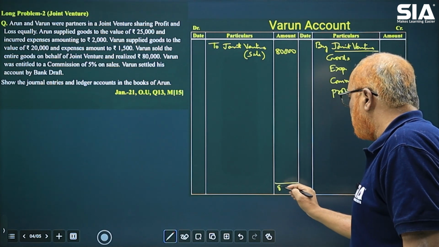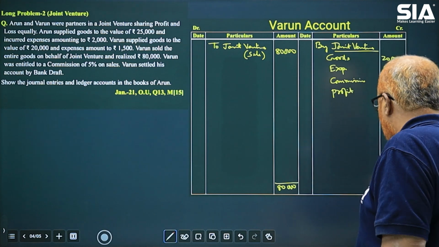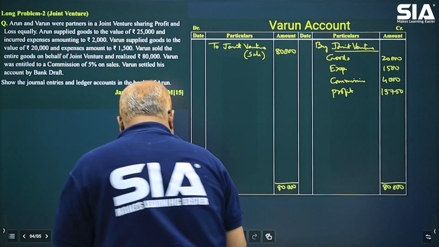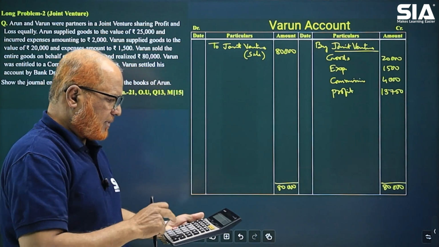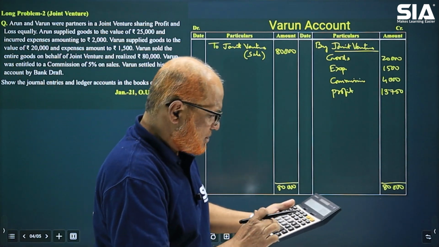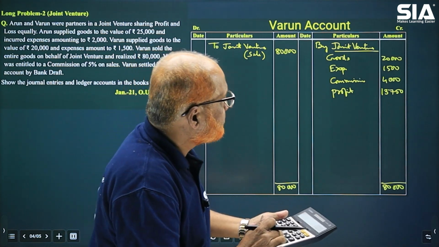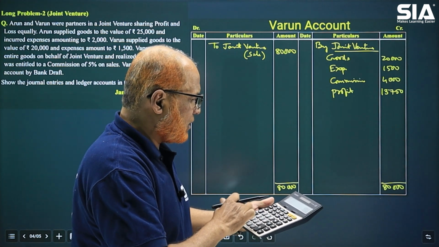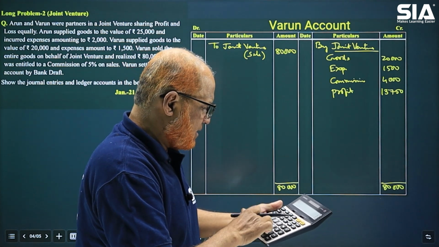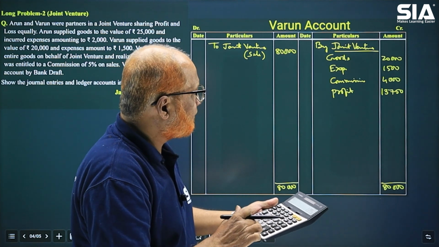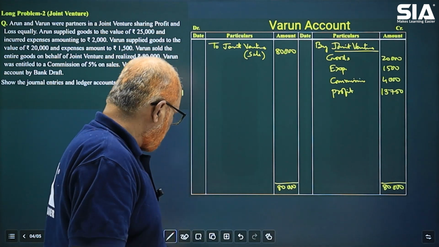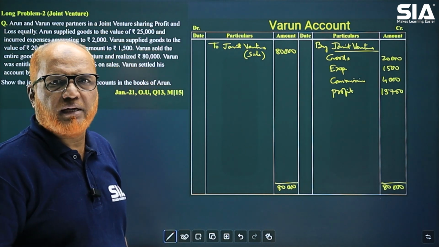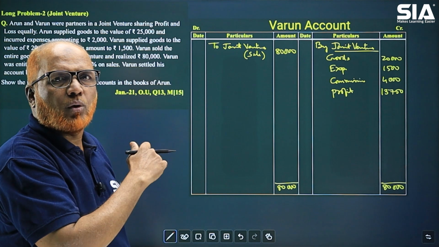Now we'll find out how much balance is transferred by Varun to Arun. So 80,000 is the total debit side. 80,000 minus 20,000 minus 1,500 minus 4,000 minus 13,750. That comes to 40,750. So 40,750 will be sent by Varun to Arun.